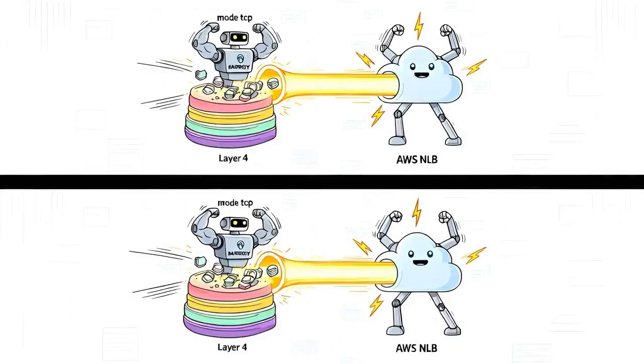Think of HAProxy as a shapeshifter. Flip it into mode TCP and it becomes a pure layer 4 forwarder. The exact same role AWS Network Load Balancer plays in the cloud. Zero HTTP awareness, ultra-low latency, TLS pass-through only, and absolutely no header or path routing. Raw packets in, raw packets out.